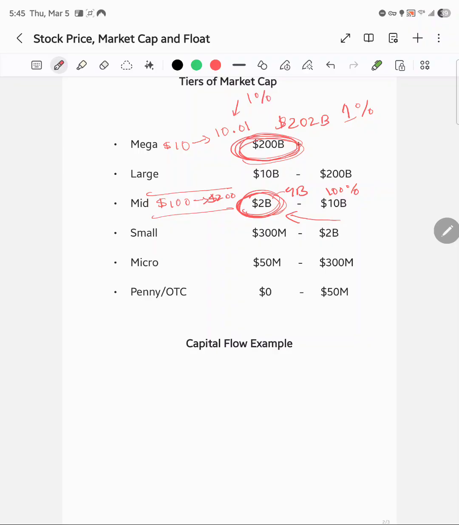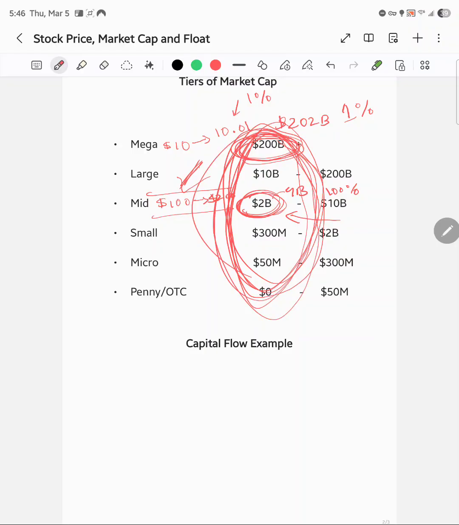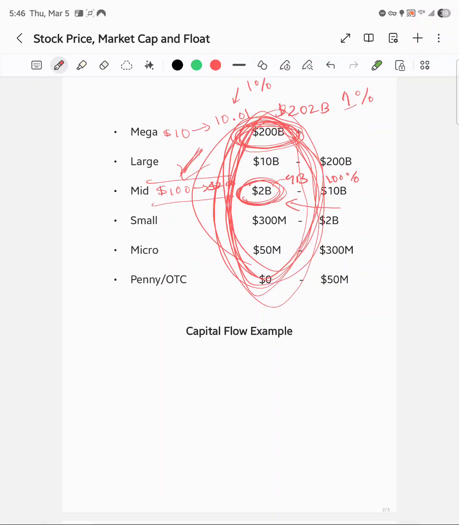So you see how the market capitalization is very important to understand. How fast or how big the price of a stock will move has a lot to do with what its market cap is. So that is very easy to understand. Now let me give you another example.